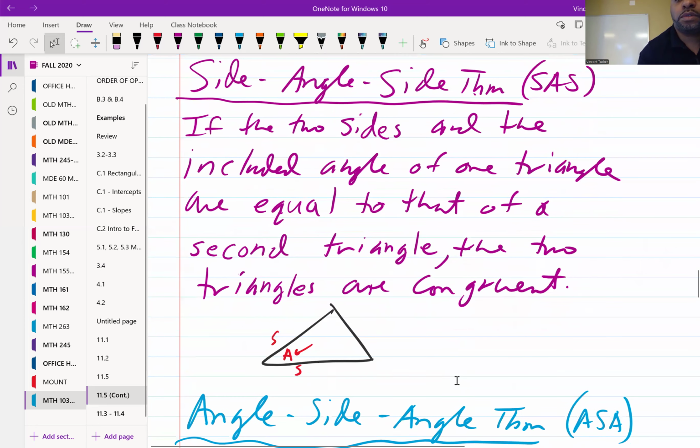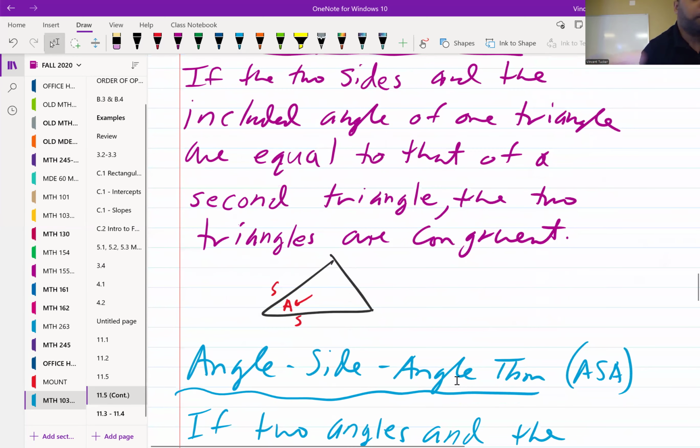We got one more statement. Good on the purple.